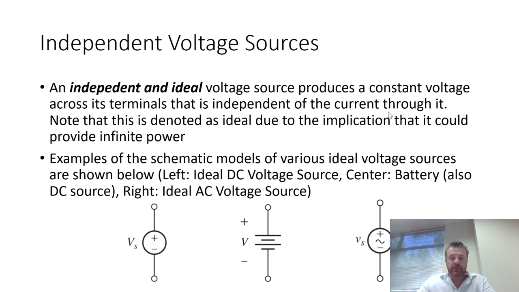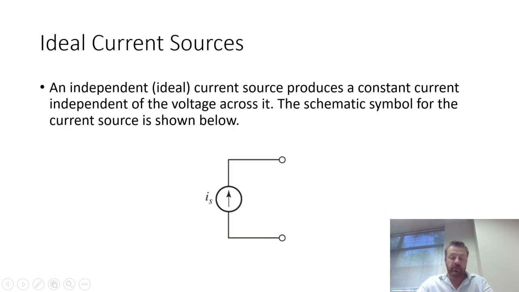In terms of the schematic models used to describe the various ideal and independent voltage sources, you see there's quite a bit of them. All of them have the common notion of having polarity indicated, plus and minus. Here on the left, we call this an ideal DC source. This is also a DC source in the middle, but it's usually reserved for modeling components that are batteries. And here on the right, we have an AC source, and that is indicated by the sinusoidal waveform in between the two polarity marks of plus and minus.